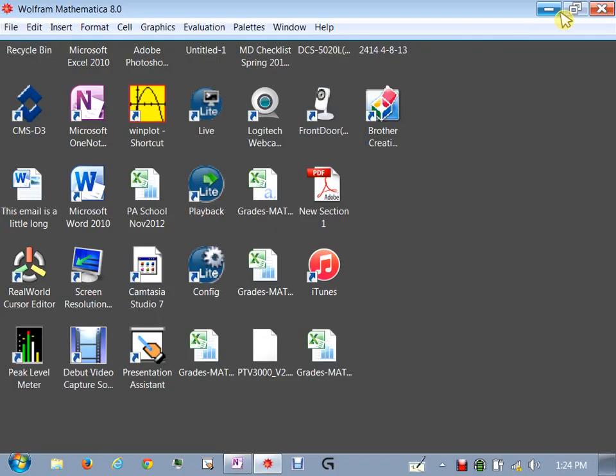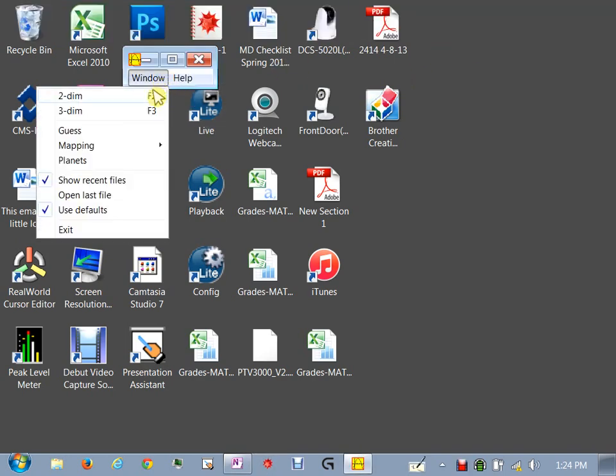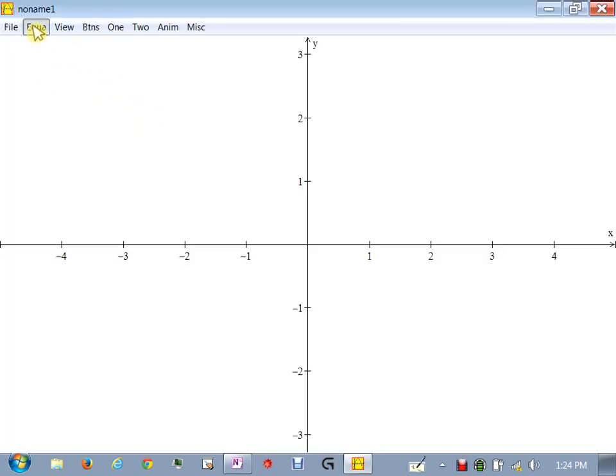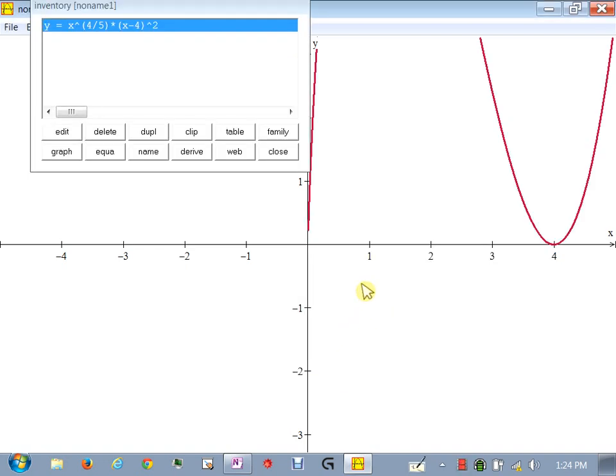I'm going to have the computer do a quick graph, although I have had problems in the past with WinPlot being able to handle the graphs of these things. So let's see. It was x to the 4/5, right, times (x minus 4) squared. I'm just going to see what this thing does. That's what I thought it would do.